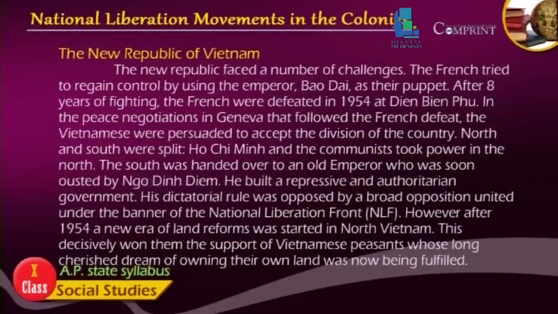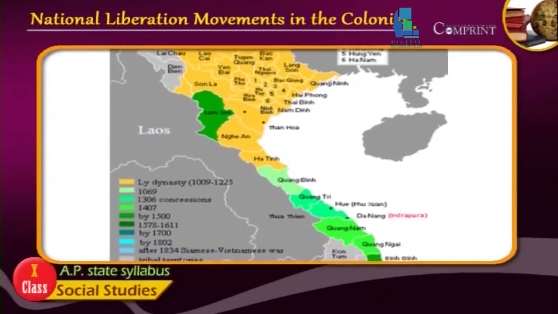The New Republic of Vietnam. The new republic faced a number of challenges. The French tried to regain control by using the Emperor Bao Dai as their puppet. After 8 years of fighting, the French were defeated in 1954 at Dien Bien Phu. In the peace negotiations in Geneva that followed the French defeat, the Vietnamese were persuaded to accept the division of the country. North and South were split.